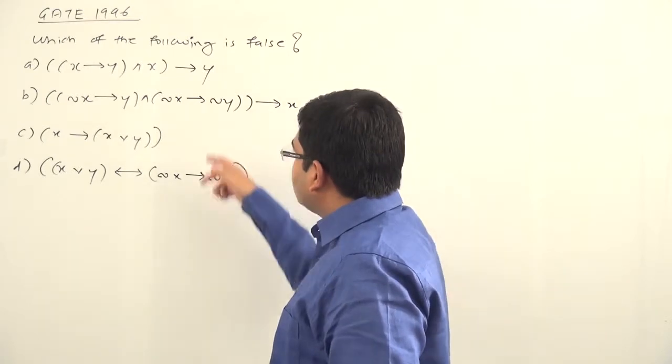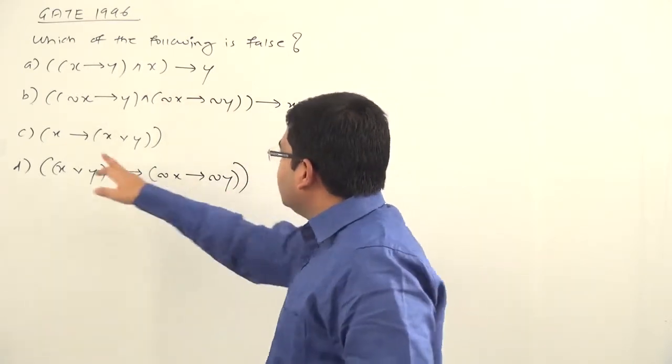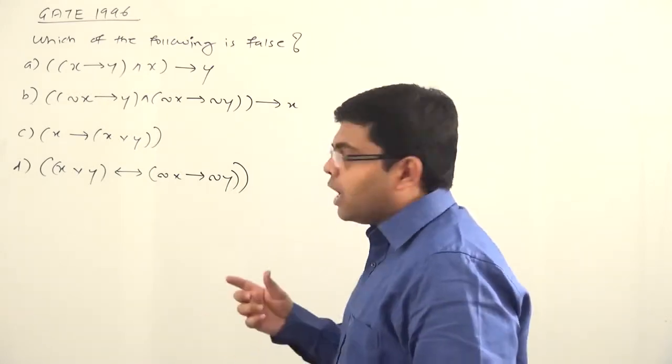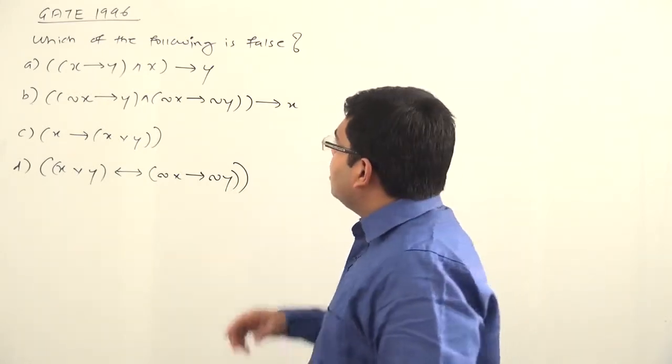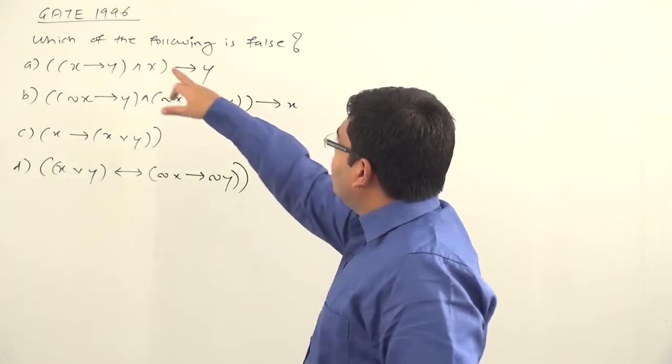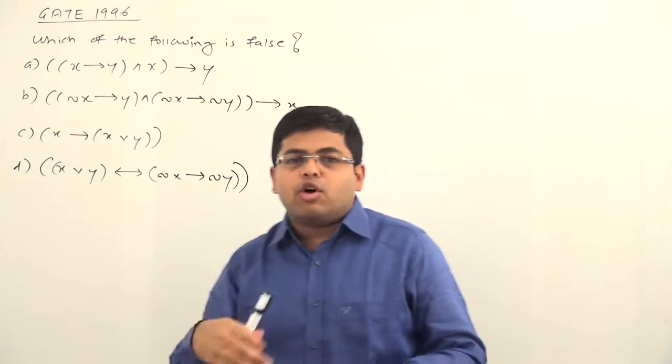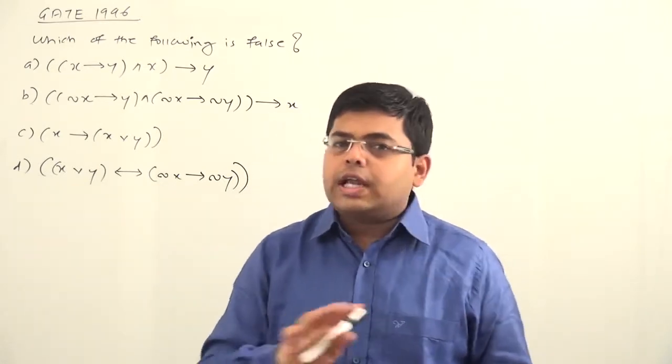Now if you observe all the options, each option involves an implication and they are asking us whether this formula is true or false. The first thing to observe here is, when we say that a particular formula is false, that means that formula will always be false, it can never become true.